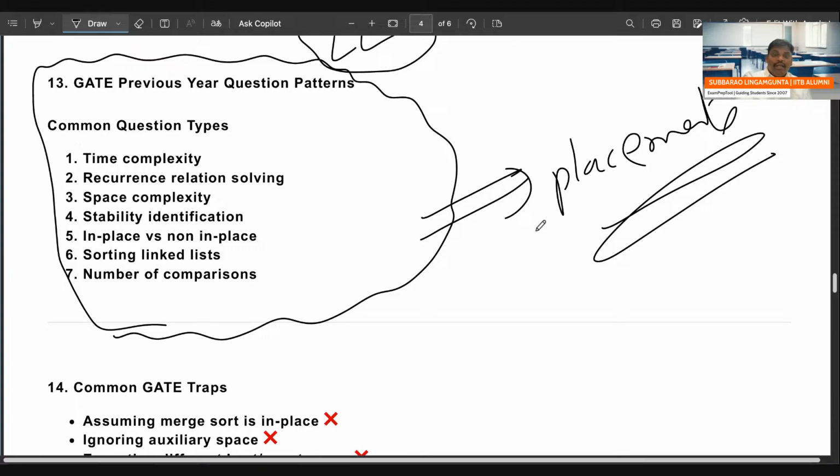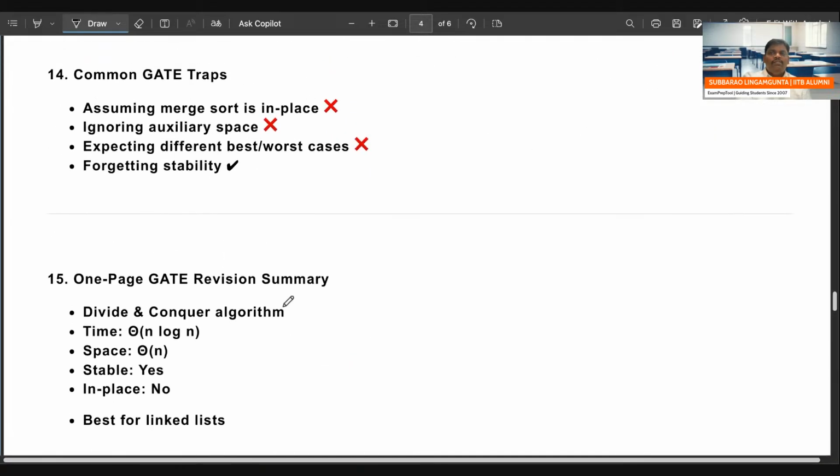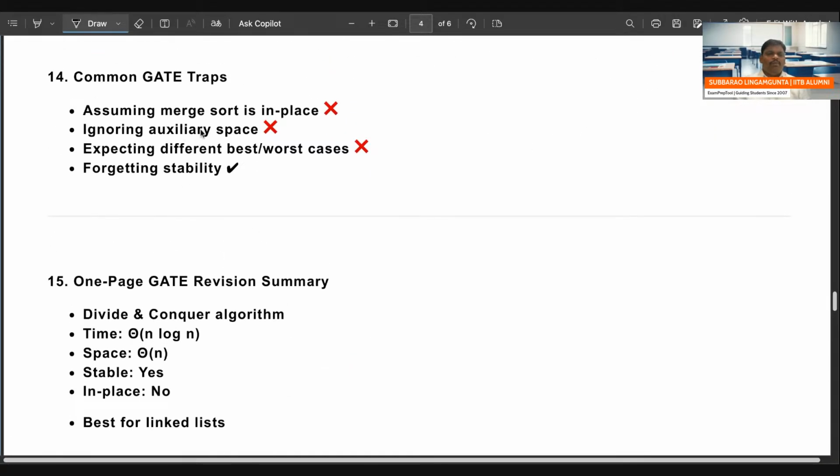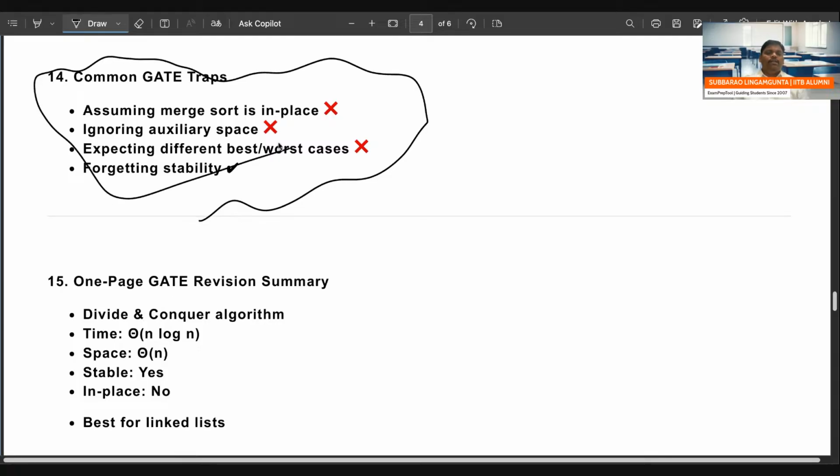Some common traps are, people will think that merge sort is in place. They will forget the auxiliary space, extra space n is required. They will expect different best case and worst case, thinking that best case is different and worst case different. They will also confuse the stability concept, so please take care of this also.